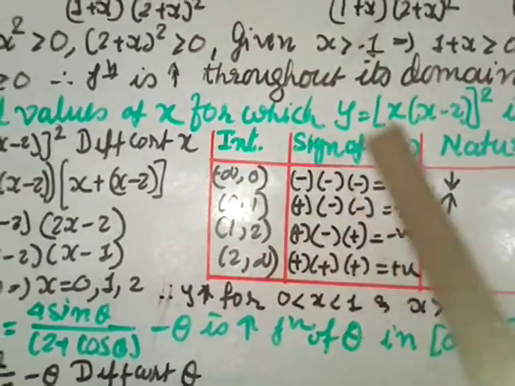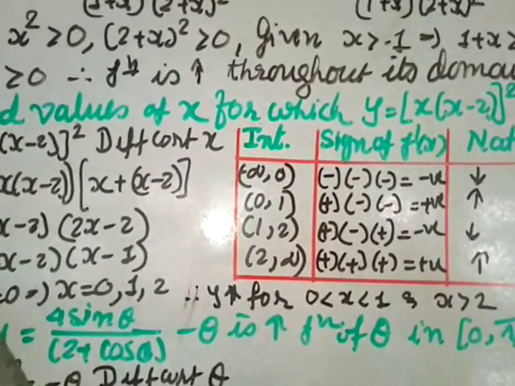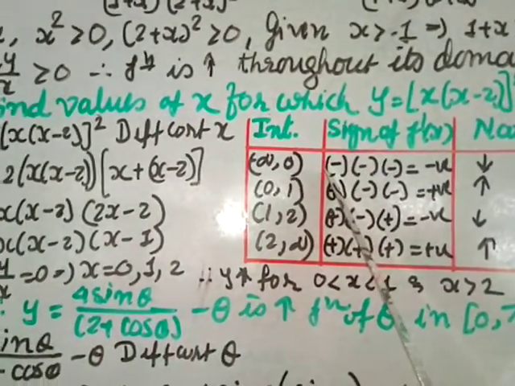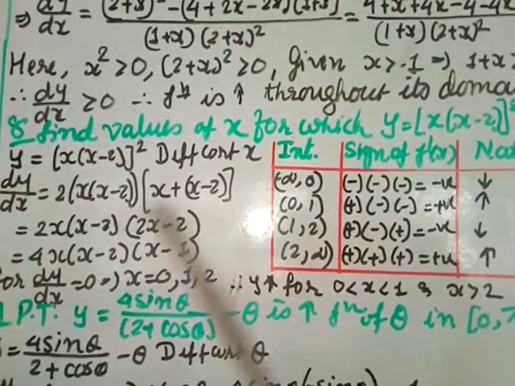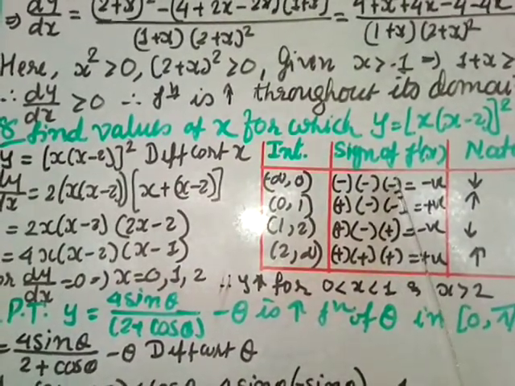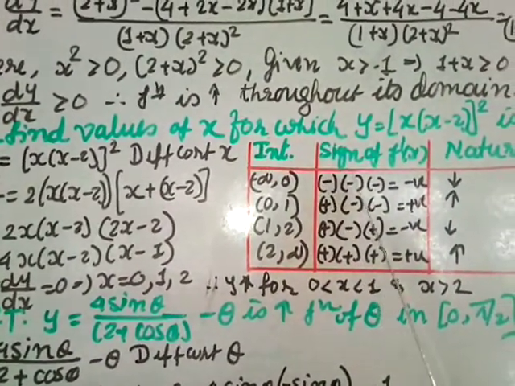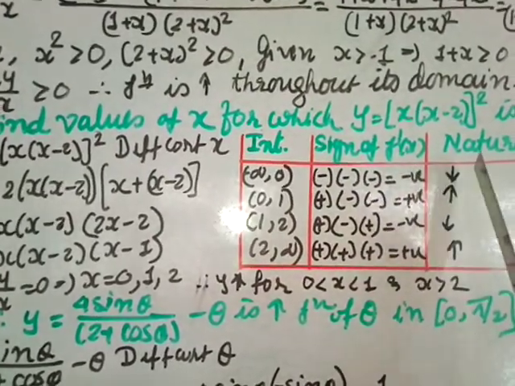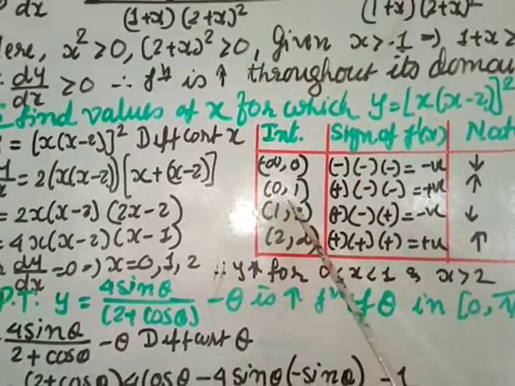Minus infinity to 0, you take minus 1. So if you put minus 1 here, this is a negative answer. Then you put here minus 1, this is a negative answer. Put minus 1, negative answer. So in total what do you get? Negative into negative is positive, positive into negative is negative. So it is a decreasing function.